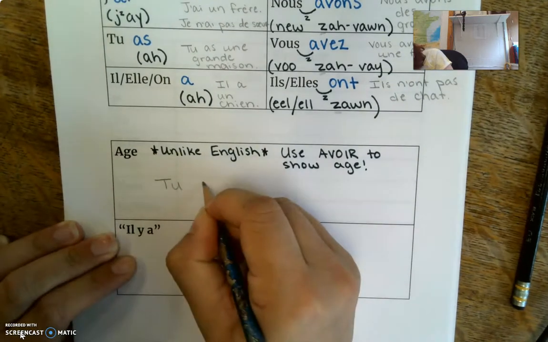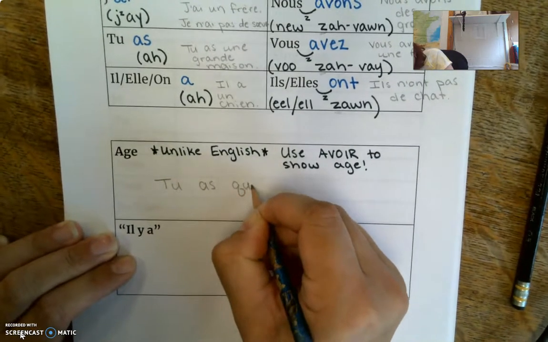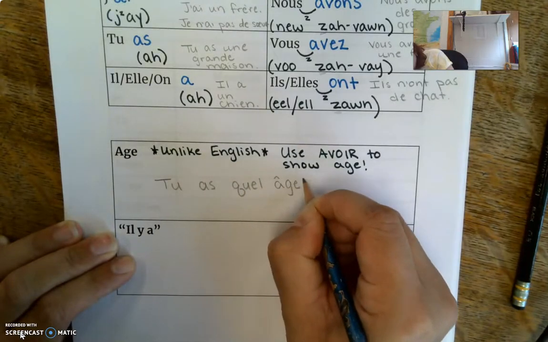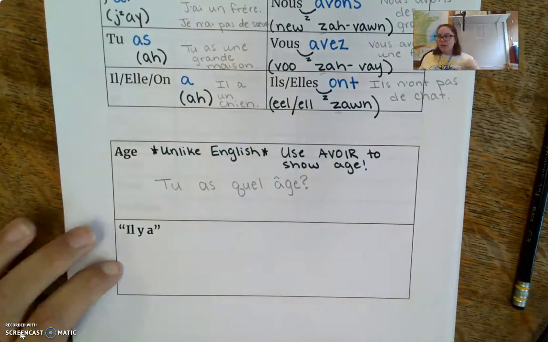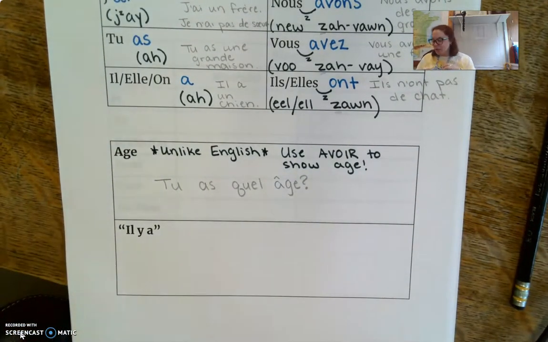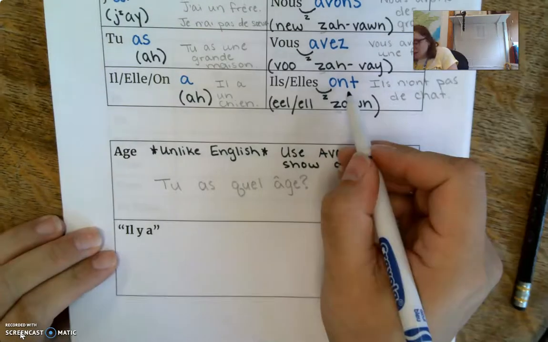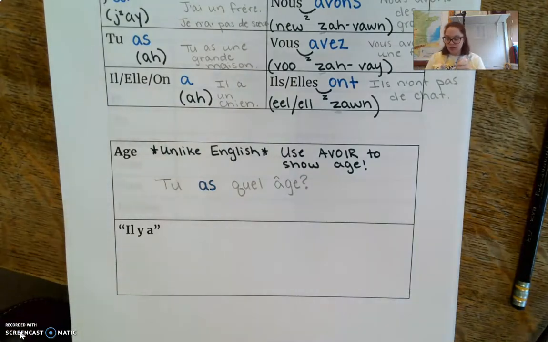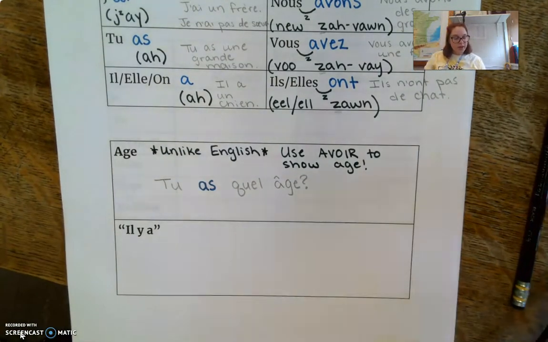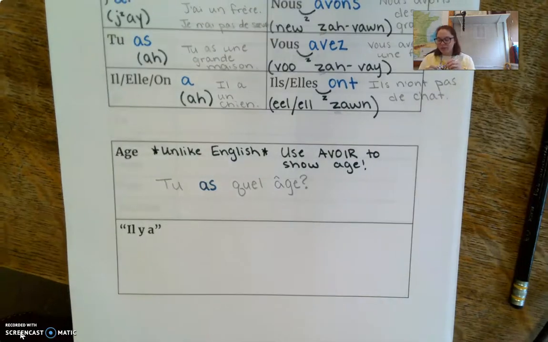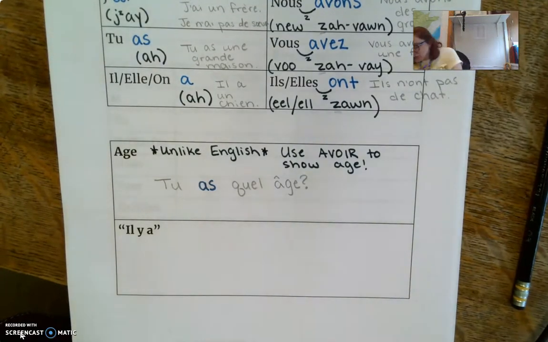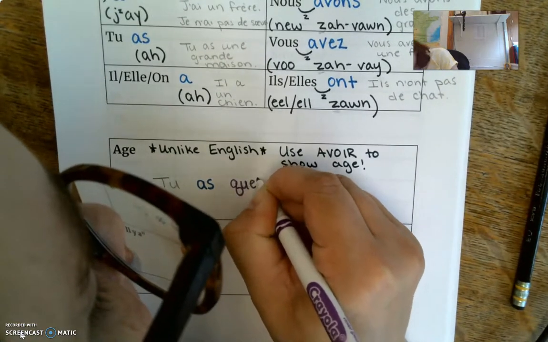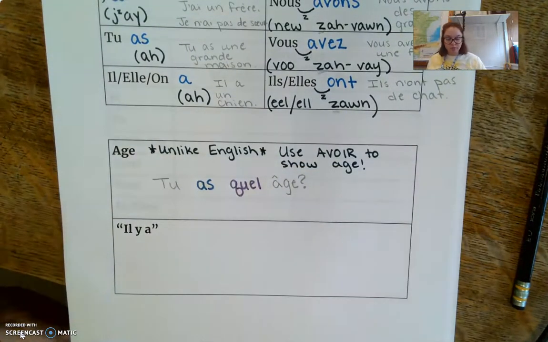Tu as quel âge? So here I want to highlight that conjugation of avoir in blue, like I've got them up there. So tu as quel âge? And we've got our question word quel, which means which. So you have which age. So we've got our important question word there in purple.